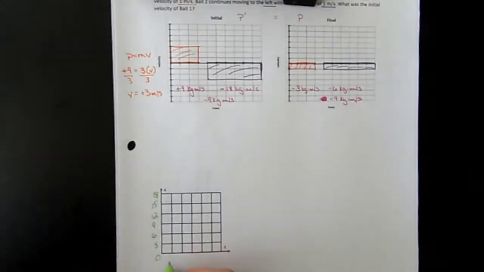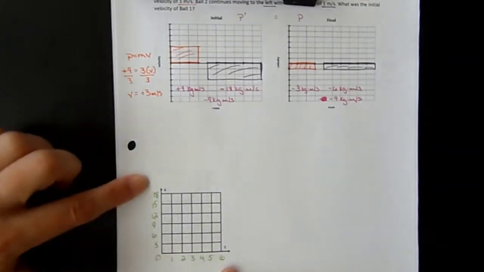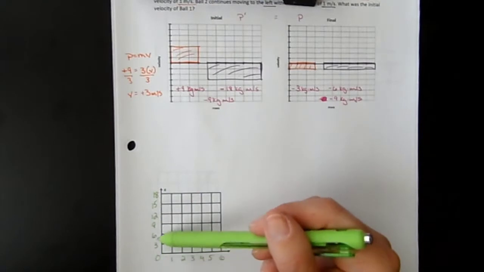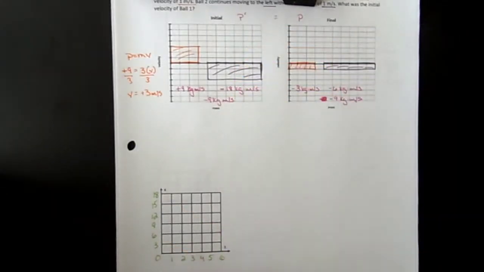I think I did some wrong math over there. So 1, 2, 3, 4, 5, 6. All right. So this is our time, and this is our position. Now again, you can have any numbers that you want. You can have any scale. You just have to make sure you go back and check where you're plotting them.